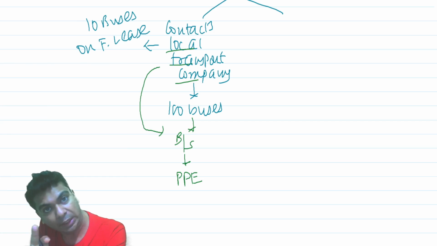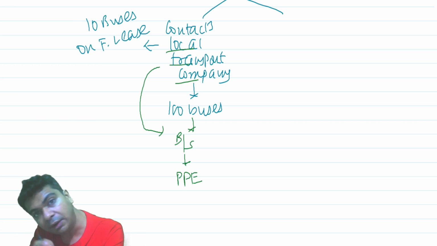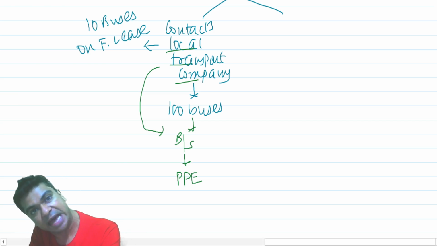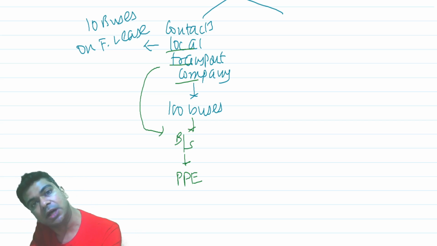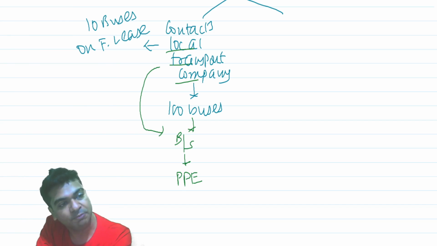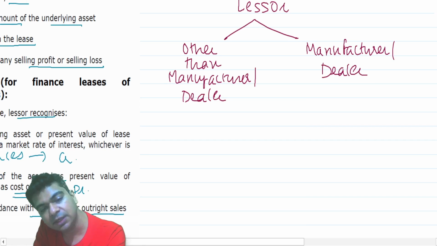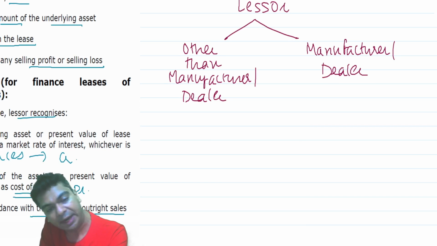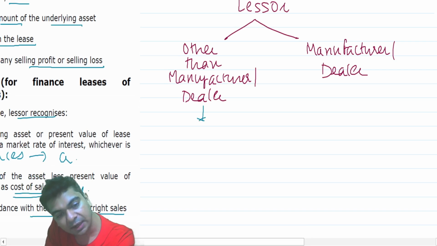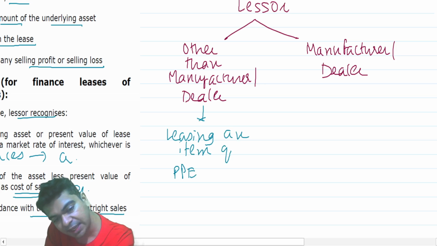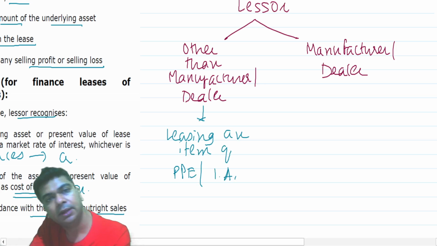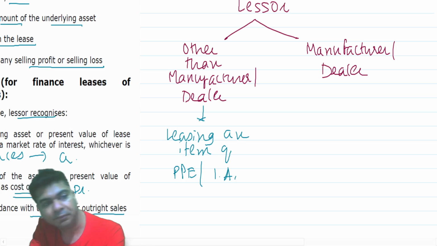So this local transport company is showing these buses as an item of PPE. So it is an item of PPE which is getting leased out. You get it? It's an item of PPE that is getting leased out. So here, when we were saying there's a lessor other than a manufacturer or a dealer, understand, they are leasing an item of PPE, or it can be an intangible asset.